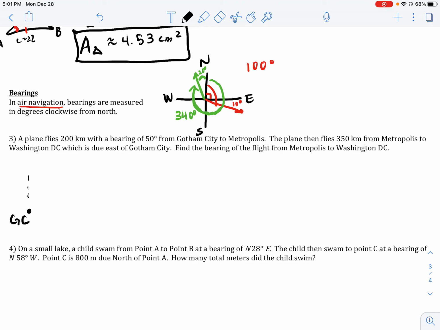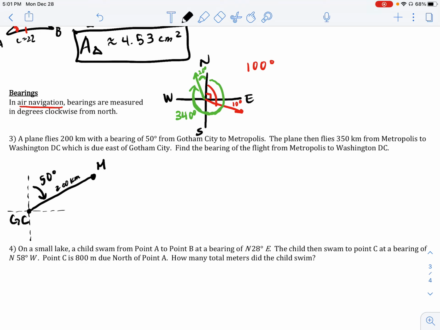Well, I'm going to draw my north vertical, or my vertical line, of 50 degrees from Gotham City to Metropolis. That means I'm going to be opening up 50 degrees this way. So this angle here is 50 degrees. And that would mean that Metropolis is somewhere up here. So Metropolis is here, there's my bearing, and the only thing I'm missing now is my distance of 200 kilometers. So that's the distance there. So the plane goes from Gotham City to Metropolis.